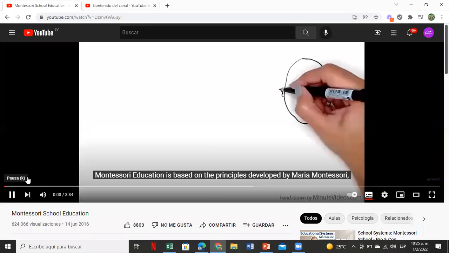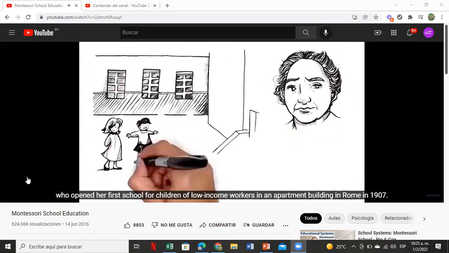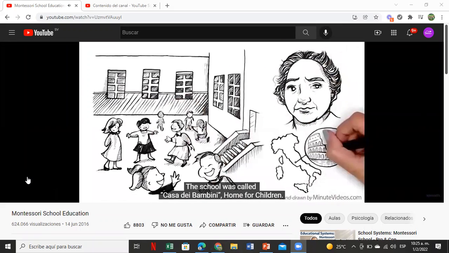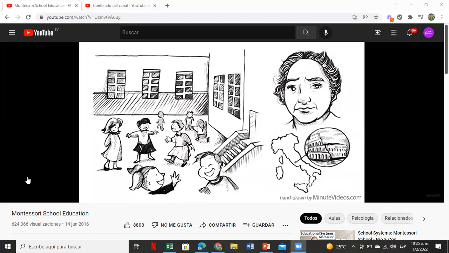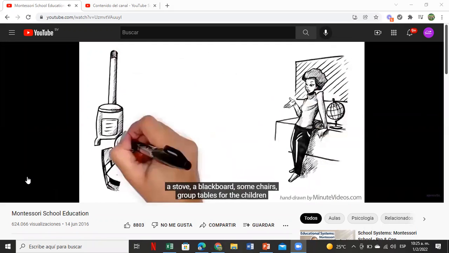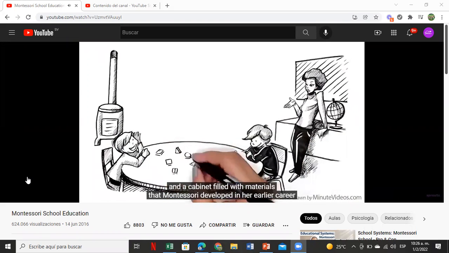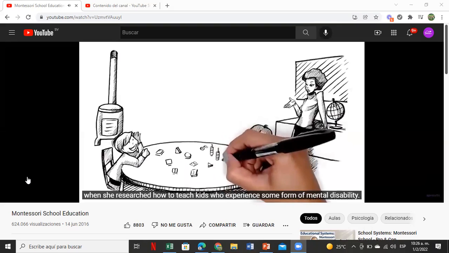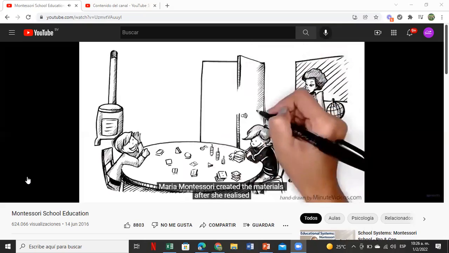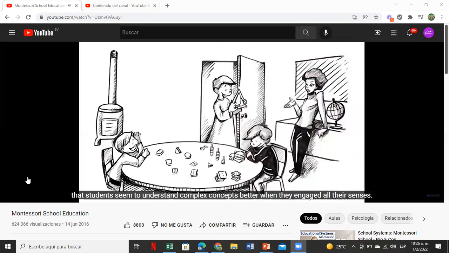Montessori education is based on the principles developed by Maria Montessori, who opened her first school for children of low-income workers in an apartment building in Rome in 1907. The school was called Casa dei Bambini, Home for Children. This first casa was furnished with a teacher's table, a stove, a blackboard, some chairs, group tables for the children, and a cabinet filled with materials that Montessori developed in her earlier career when she researched how to teach kids who experience some form of mental disability. Maria Montessori created the materials after she realized that students seemed to understand complex concepts better when they engaged all their senses.